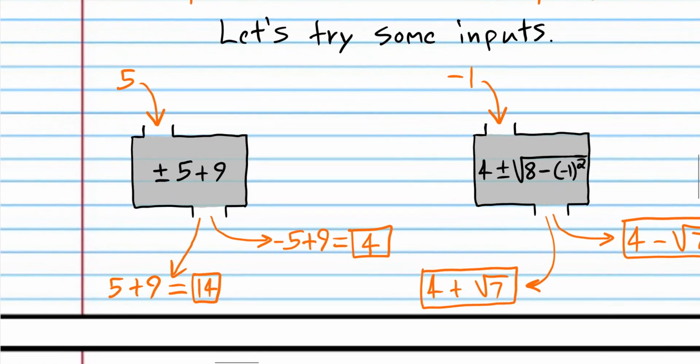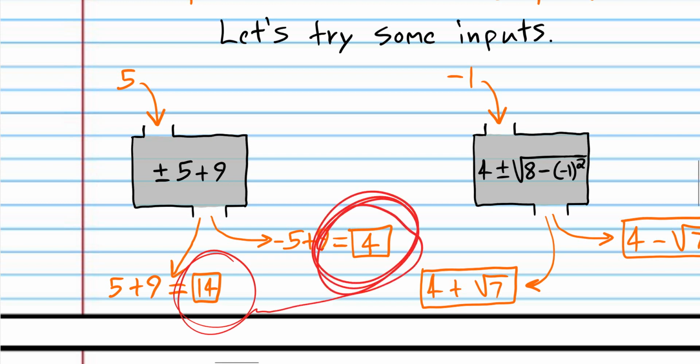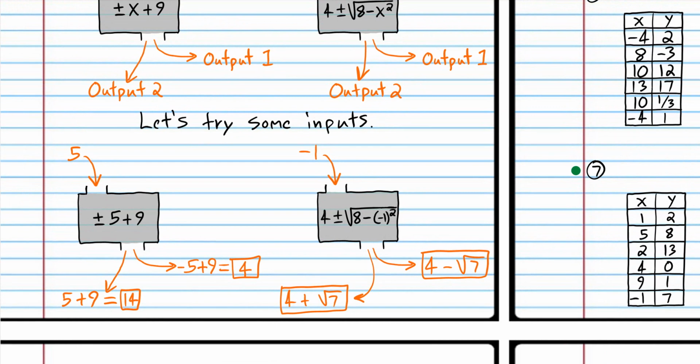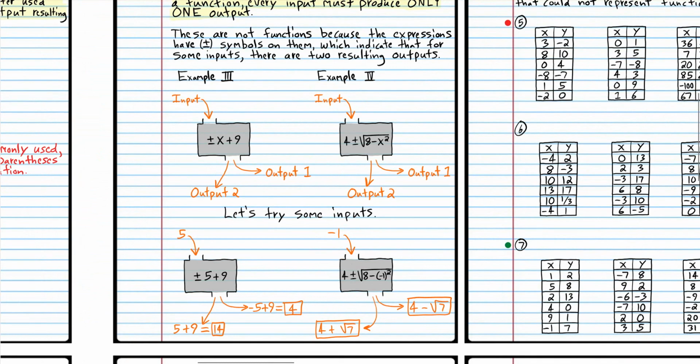For example, if we plug in 5, then we get 14, but we can also get 4. So this expression cannot be a function. For every one input that you plug in, you can have only one output. But in these examples, you have one input, but you have 2 outputs. So again, these expressions do not qualify as functions.